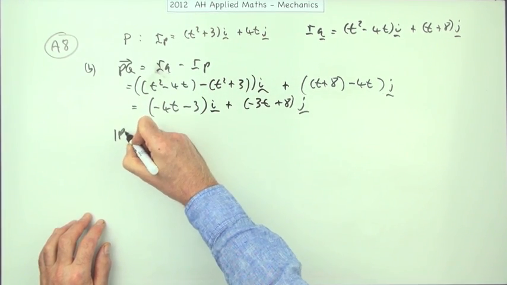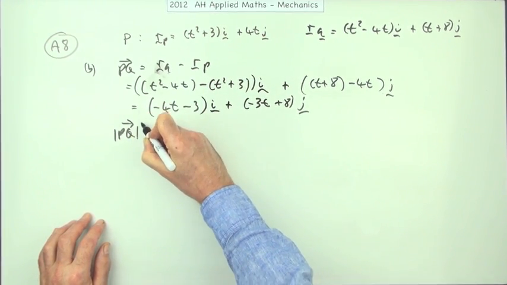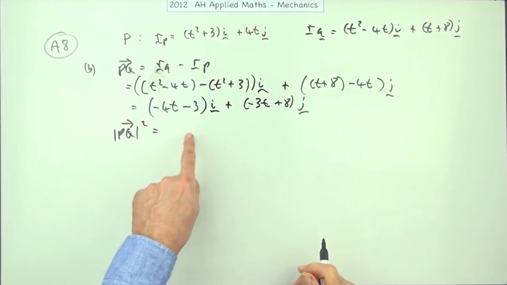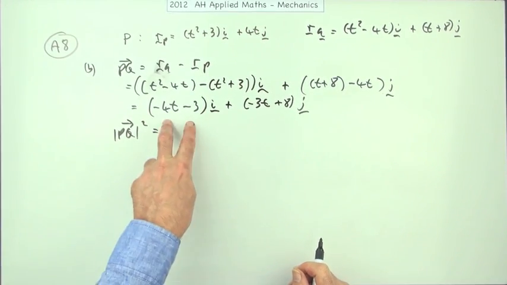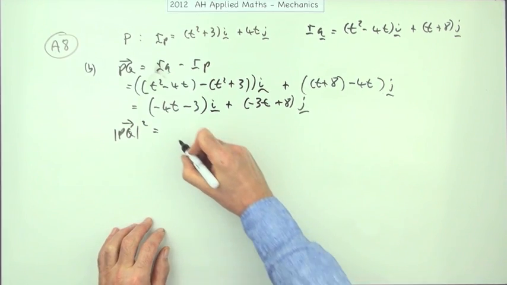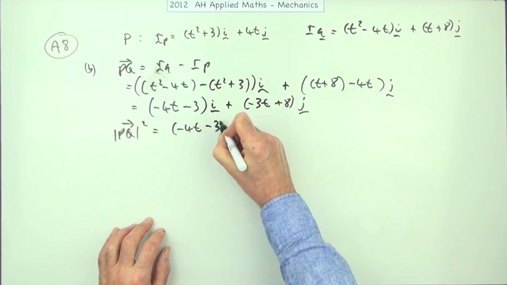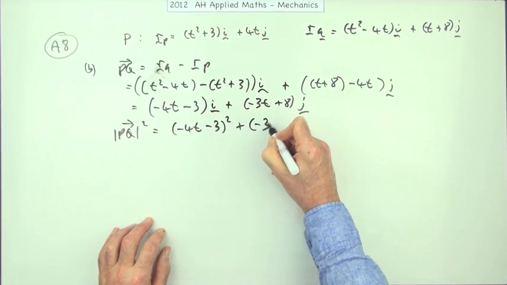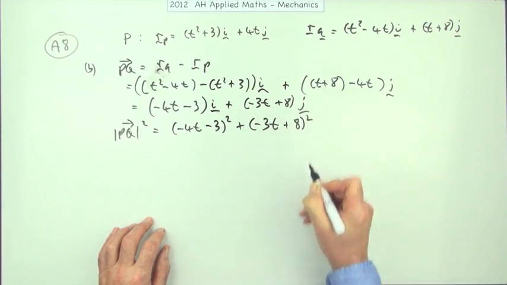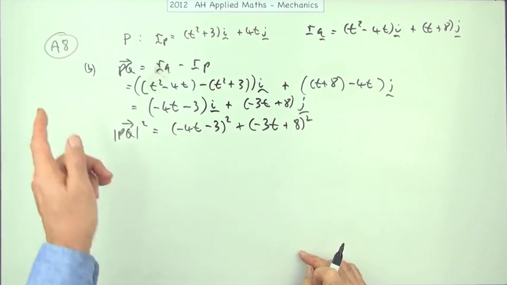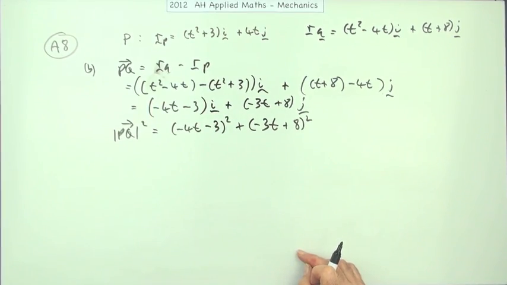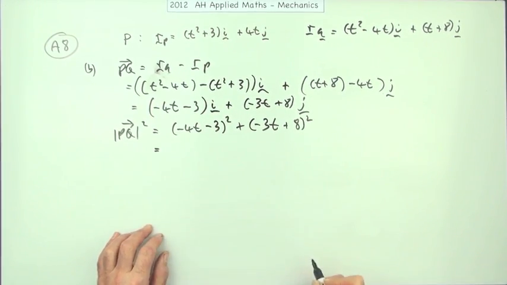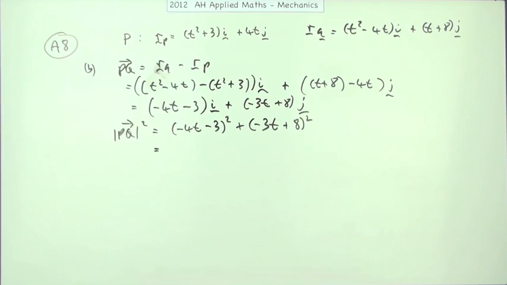So the magnitude of the vector, but just keep it squared rather than having to have the square root, will be that squared plus that squared. It'll be negative 4t minus 3 squared plus negative 3t plus 8 squared. Yeah, you'd probably have done that as well, going PQ, so it would have been Q minus P. Multiply that lot out and see what it comes to.